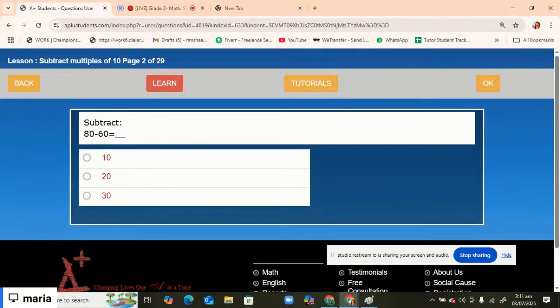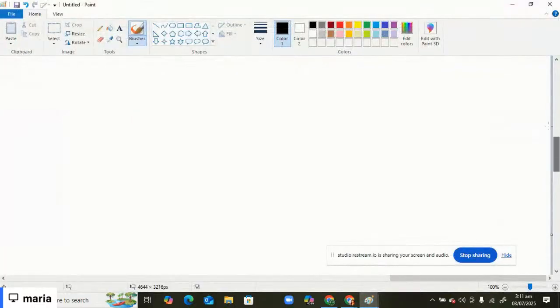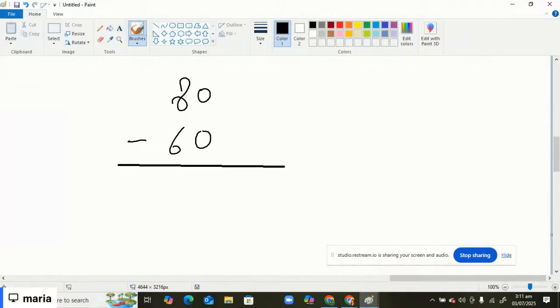Now subtract 80 minus 60. Let's do this one. So I'm going to write it here: 80 minus 60. Now 0 minus 0 is 0. This is the same. 8 minus 6. Draw 8 lines. 1, 2, 3, 4, 5, 6, 7, 8. Now remove 6 lines. 1, 2, 3, 4, 5, and 6. How many are left? Only 2 lines are left. So we put 2 here. 8 minus 6 is 2. So the answer is 20.